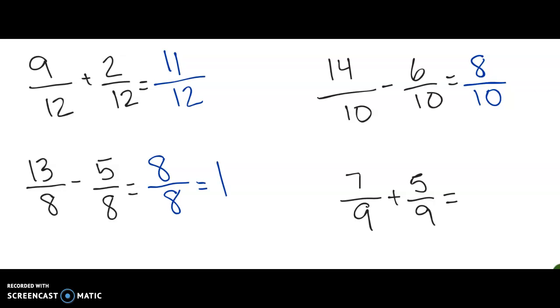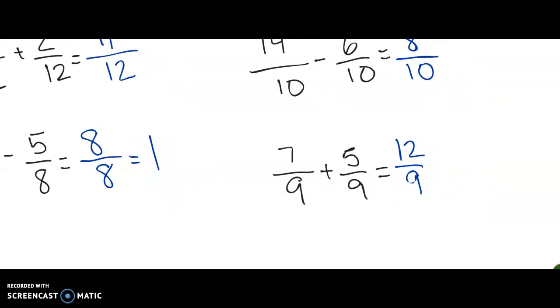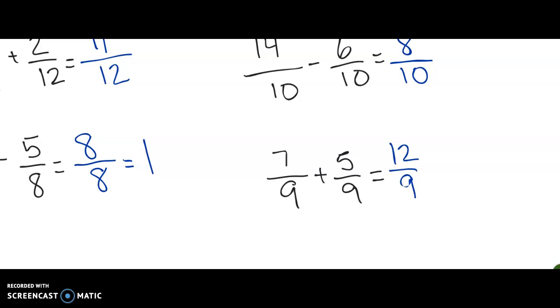Now we have 7 ninths plus 5 ninths equals 7 plus 5 is 12. Our denominator is the same, so it's going to be 9. Now here is an improper fraction. So let's see how you solved it with the color draw.